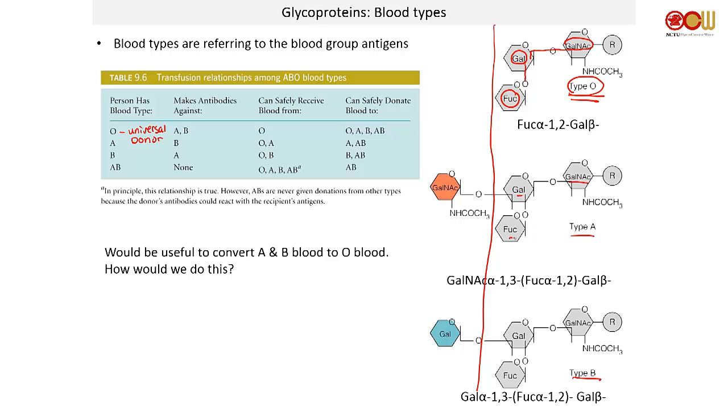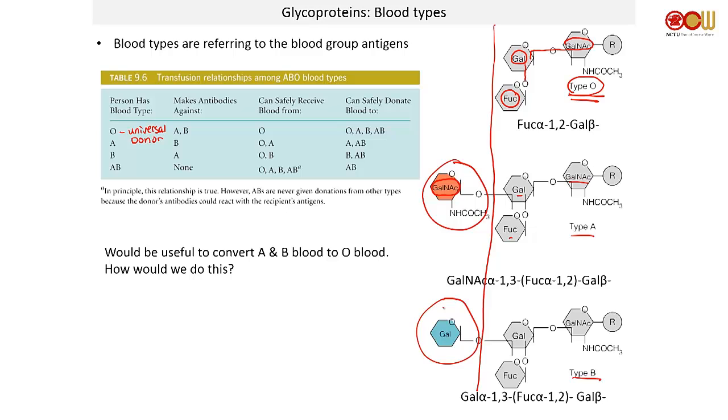A-type has an extra N-acetylgalactosamine. So this is an extra N-acetylgalactosamine. The B-type is not N-acetylgalactosamine. It's just galactose. So A blood and B blood have a different sugar attached at the end of that antigen, while O blood has no sugar.